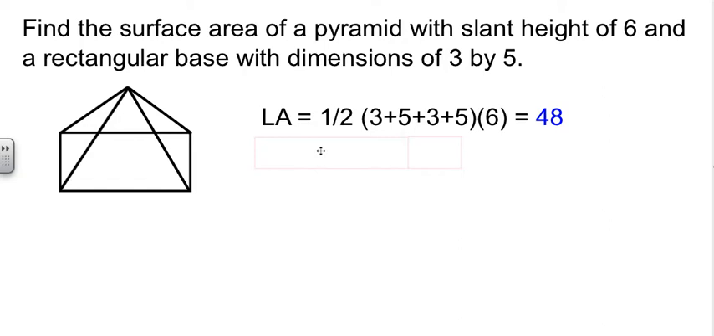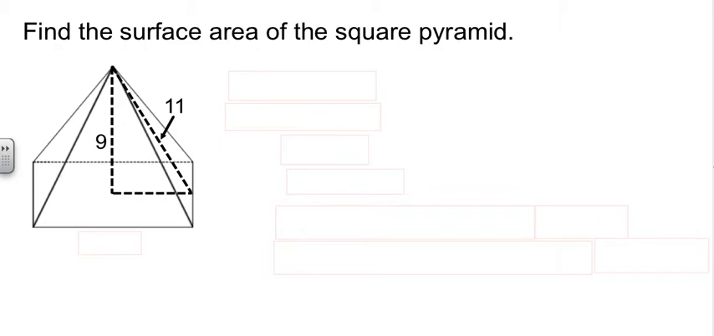And then to find the total surface area, we take the 48 we just got, plus the area of the base. 3 by 5 is 15. So that gives us 63 square whatevers. I didn't give you units on this one, so at any rate, that's your surface area. All right, let's deal with one a little bit trickier here.